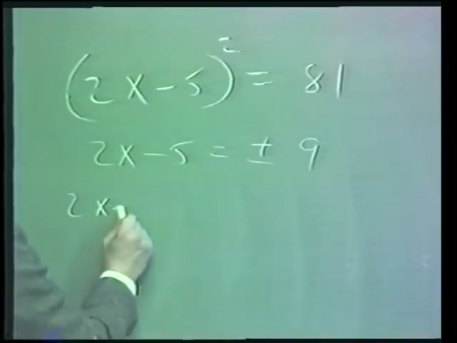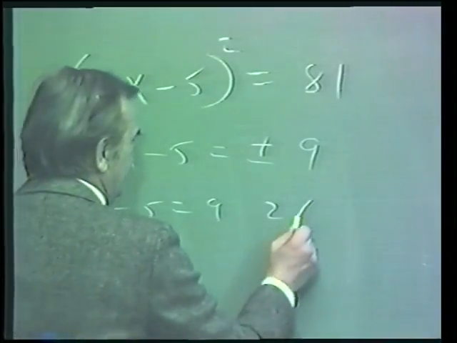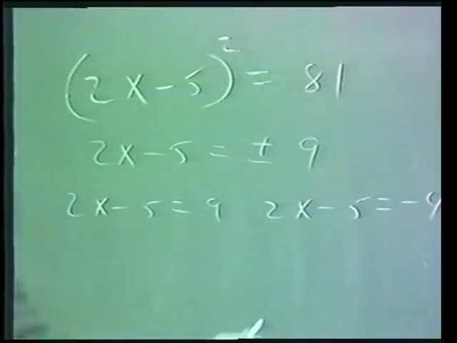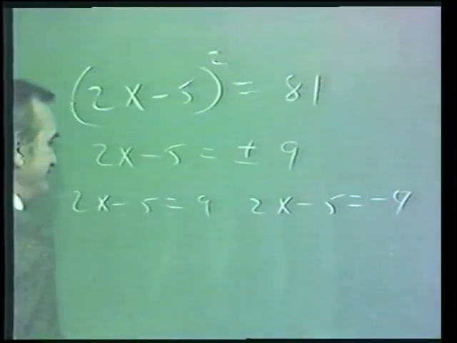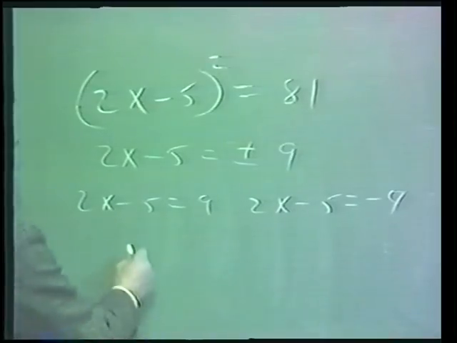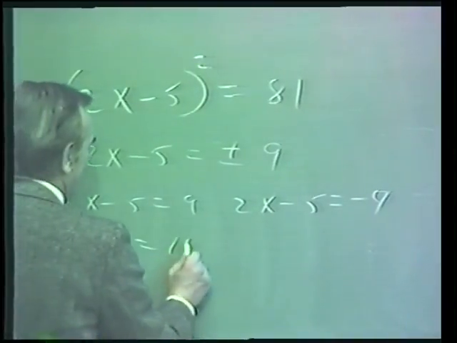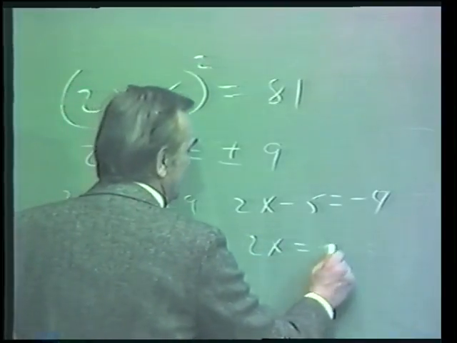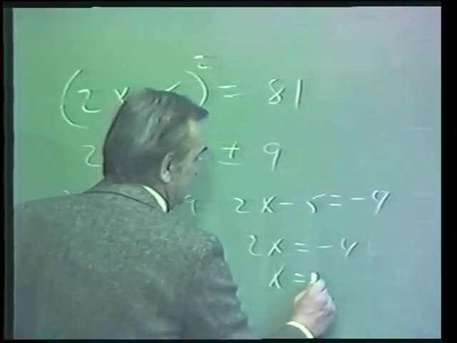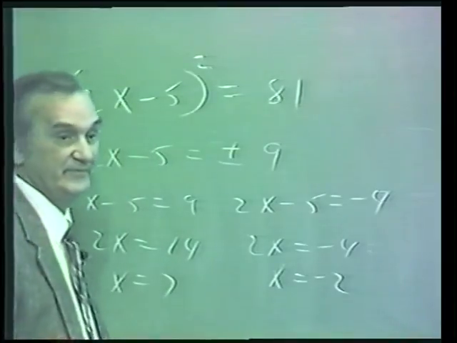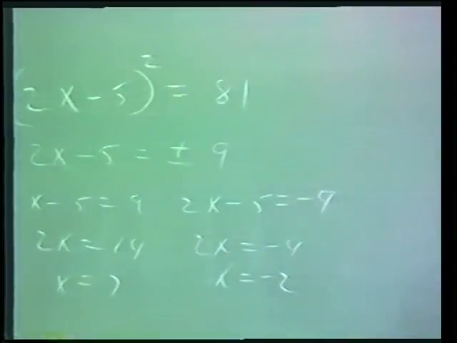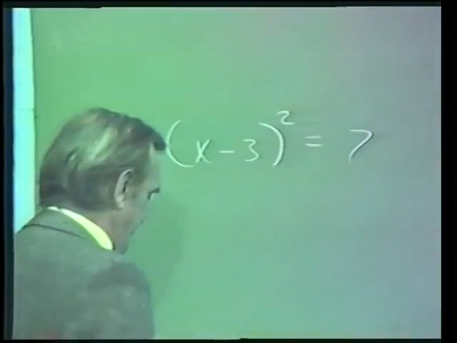We now have two equations. As I said, you always have two very, very trivial equations. You solve these, you get 2x equal 14, x equal 7. Solve this, you get 2x equal negative 4, x equal negative 2. And there's the solution. One more of these. Let's suppose I have the quantity x minus 3 squared is equal to 7.